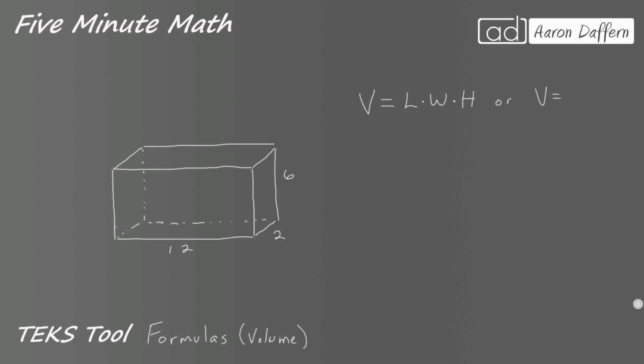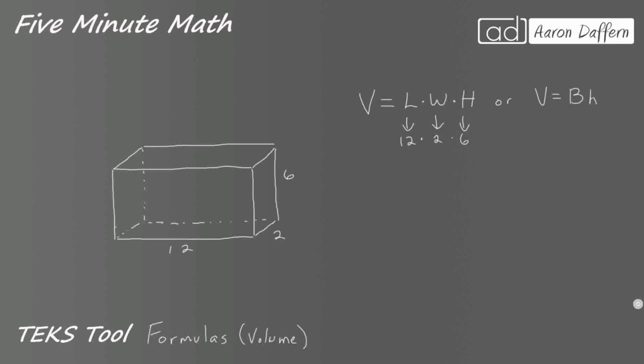Volume is going to equal length times width times height, or we're also going to see volume equals base times height. Now, we're going to note here that the B in the base is capital B, and that's going to make a big difference. But let's start with just the first formula. Length times width times height. We're imagining that this particular rectangular prism has a length of 12, so we'll put that 12 right there. A width of 2, and then a height of 6.